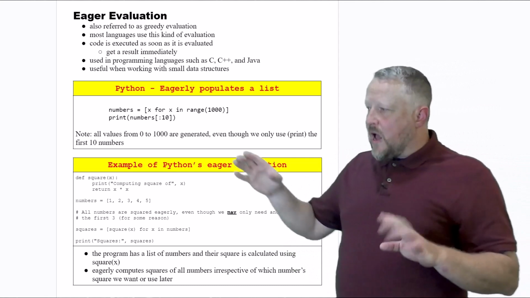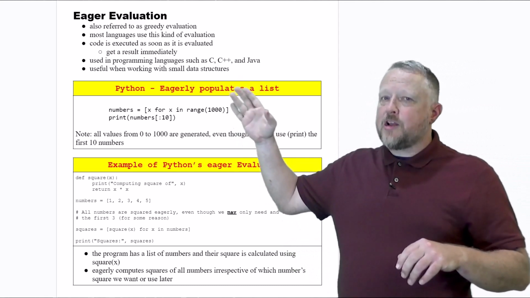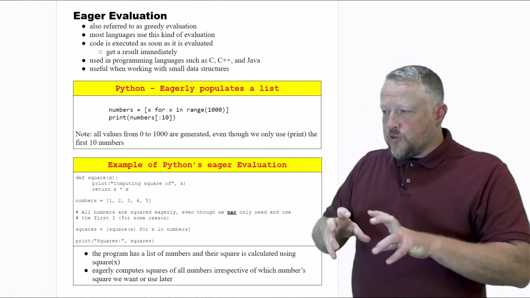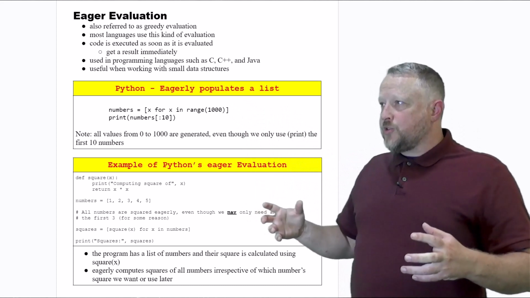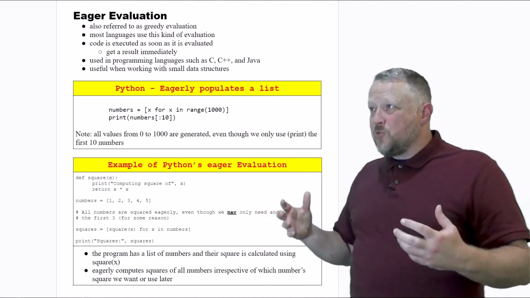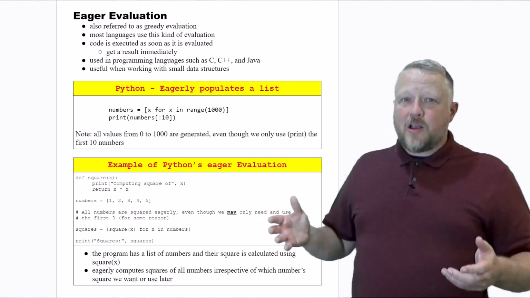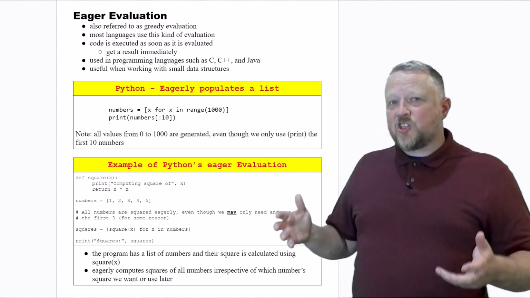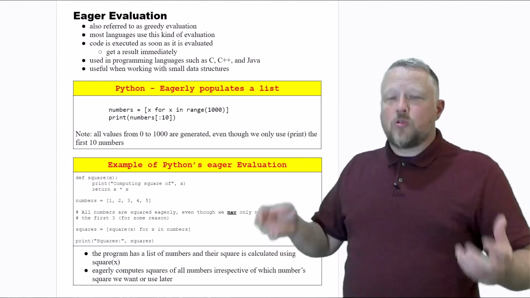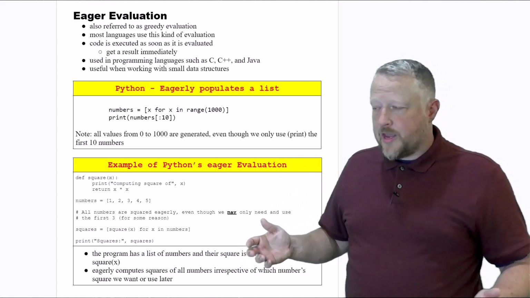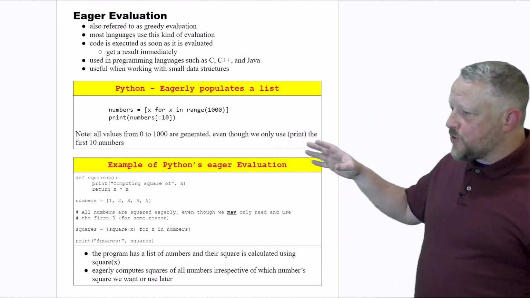So this is fine when working with smaller data structures, but if you use larger data structures and you end up not using a lot of it, eager evaluation is wasting a lot of space and time to build all that if you don't even use the darn thing. So here are two examples.